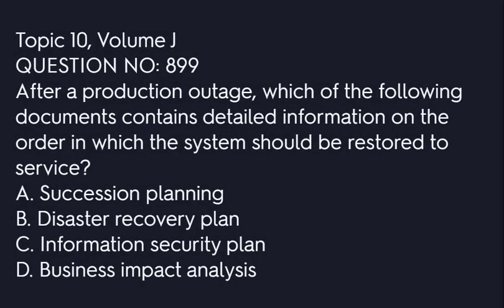Topic 10, Volume J. Question number 899. After a production outage, which of the following documents contains detailed information on the order in which the system should be restored to service? A. Succession planning, B. Disaster recovery plan, C. Information security plan, D. Business impact analysis. B.